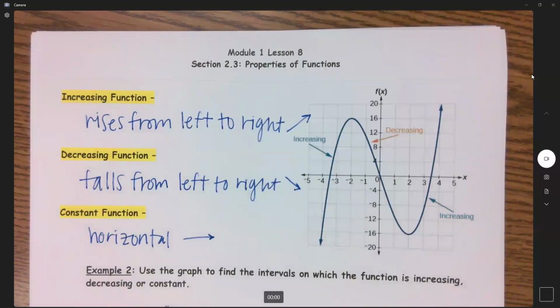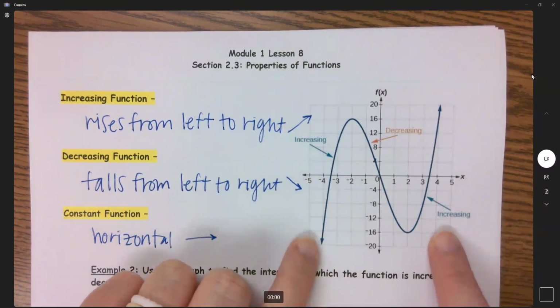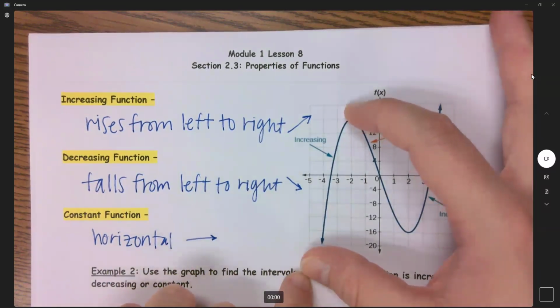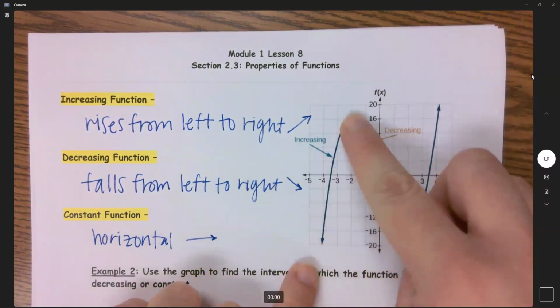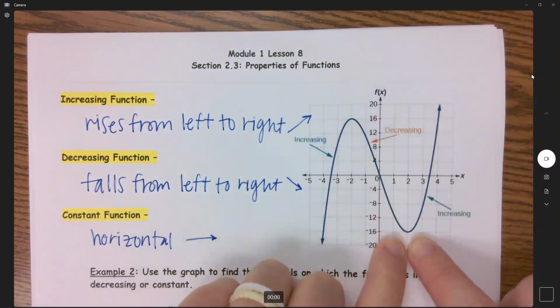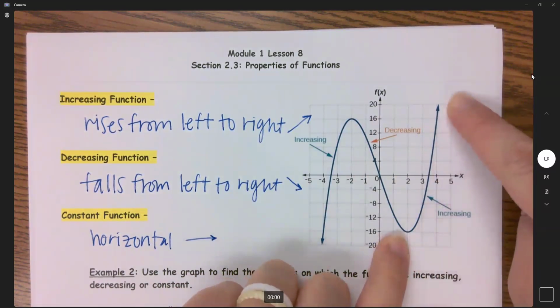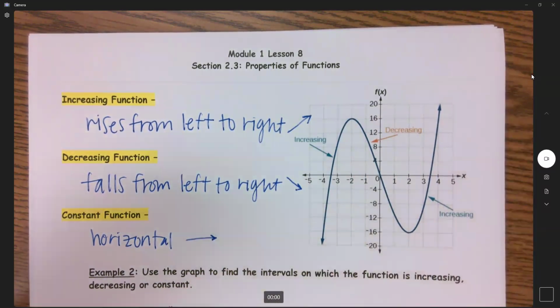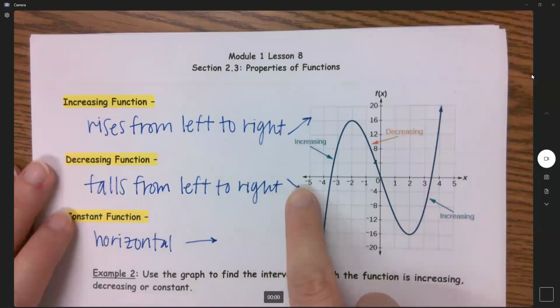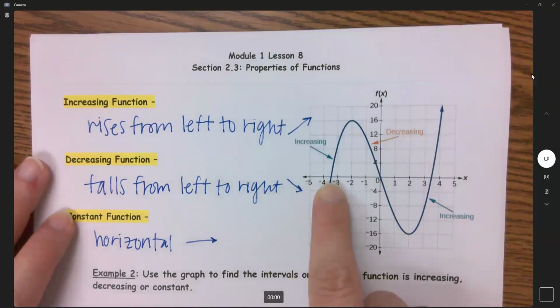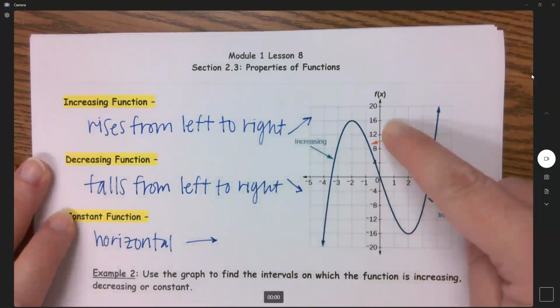The next thing we're going to cover in this lesson is increasing, decreasing, and constant functions, and specifically where they are increasing, decreasing, and constant. So a function is increasing when it rises from left to right. You can see in this diagram here, you have an increasing portion here because as it goes from left to right, it's increasing. And here, as it goes from left to right, it's increasing or it's rising. The technical definition is as your x values are getting bigger, your y values are also getting bigger.